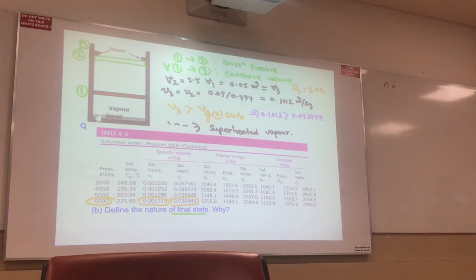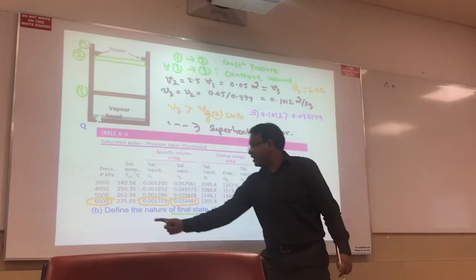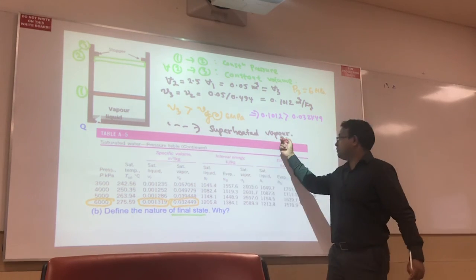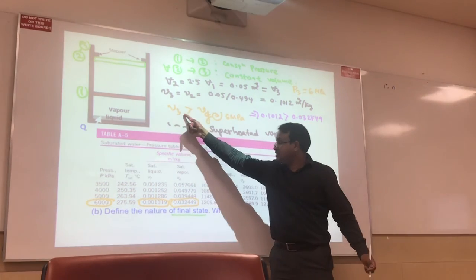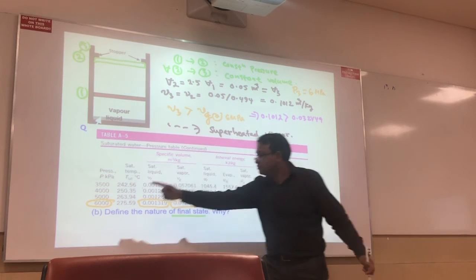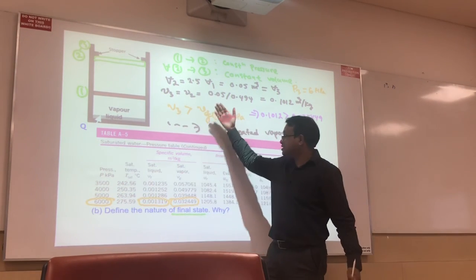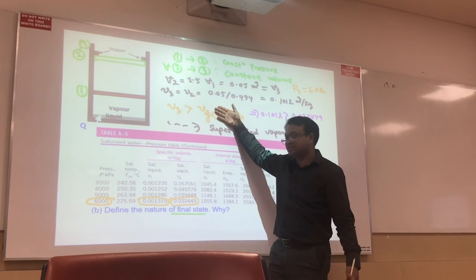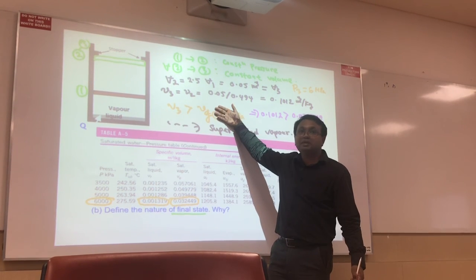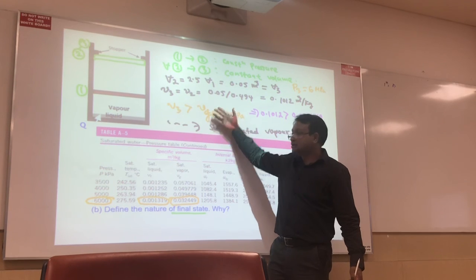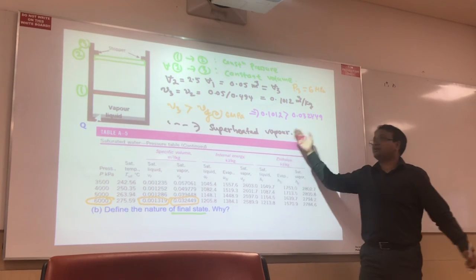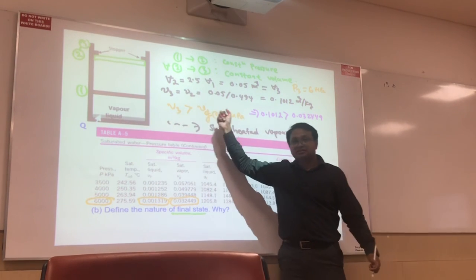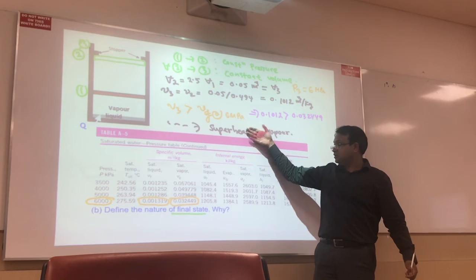Okay, so in this question I tell you to define the nature of the final state. This is the nature of the final state: superheated vapor. Why? V3 is higher than Vg with respect to 6 megapascal. If you do not write this, some marks will be penalized. You cannot just write superheated vapor. You have to define why. V3 is higher than Vg. That's why it is superheated vapor.